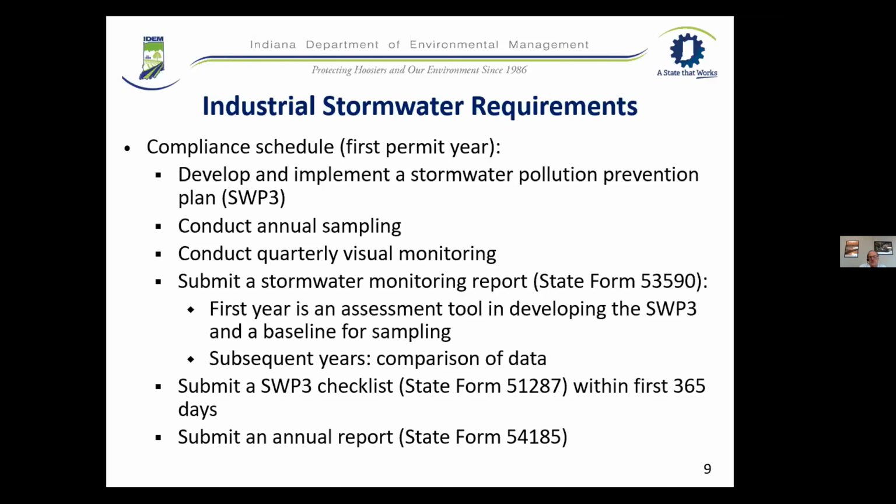We don't require the stormwater pollution prevention plan to be submitted, but you have a checklist that is required to be filled out. It basically certifies that you've gone through the process and your stormwater pollution prevention plan meets all the requirements of the rule. So that has to be submitted within the first 365 days of permit coverage. So 365 days from submitting your NOI, you're expected to submit that checklist.